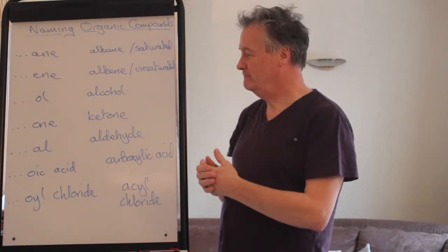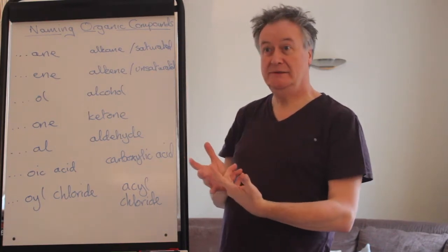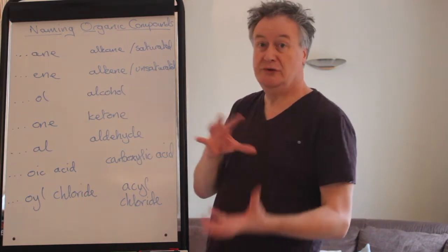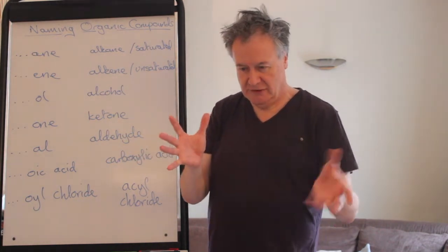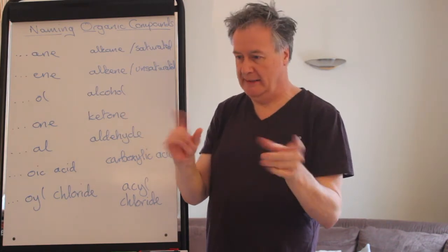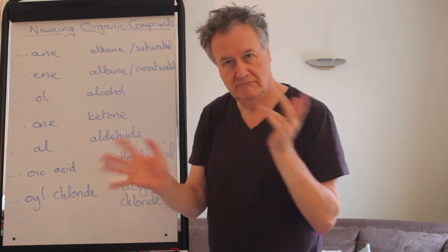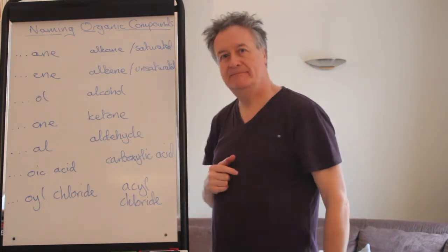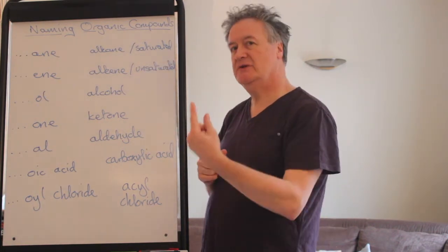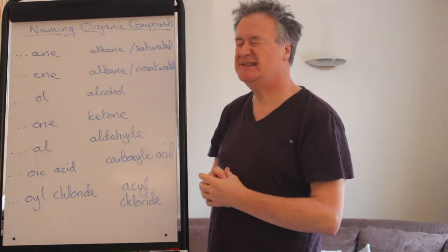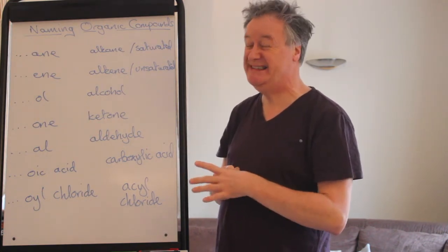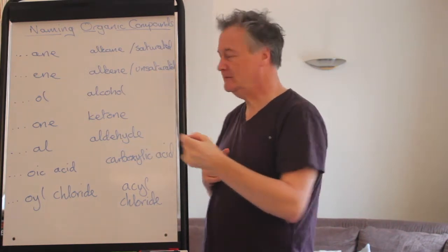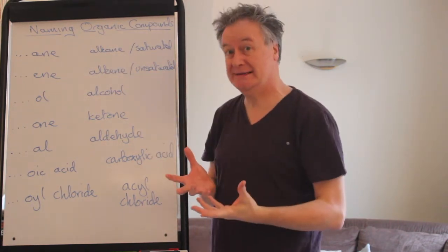So endings. Endings tell you important things about the structure when you have a name. Of course, you need to be able to do both. You need to be able to look at a structure and give it its name, or get a name and draw the correct structure. They are interchangeable skills. ANE, the GCSE version is that it means alkane. Not quite what it means. It often means that, but it doesn't have to. It means saturated. So it will be an alkane because alkanes are saturated.